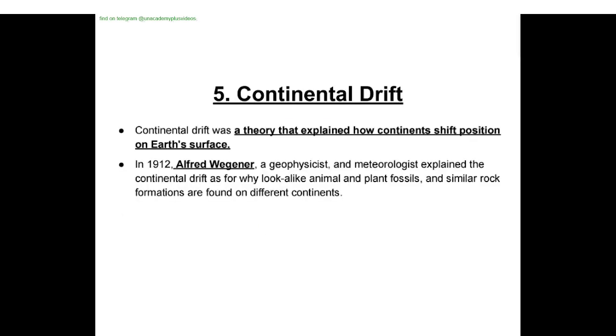Oceans and continents. Continental drift. Continental drift was a theory that explained how continents shift position on Earth's surface. In 1912, Alfred Wegener, a geophysicist and a meteorologist, explained the continental drift as the reason why look-alike animal and plant fossils and similar rock formations are found on different continents.